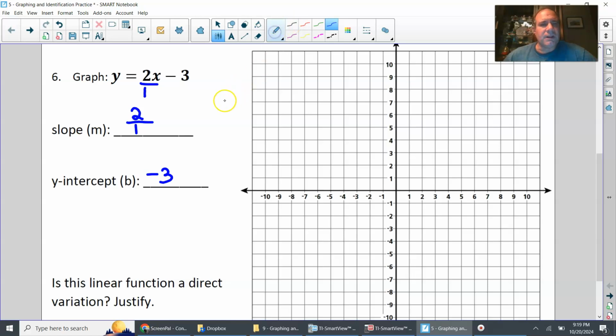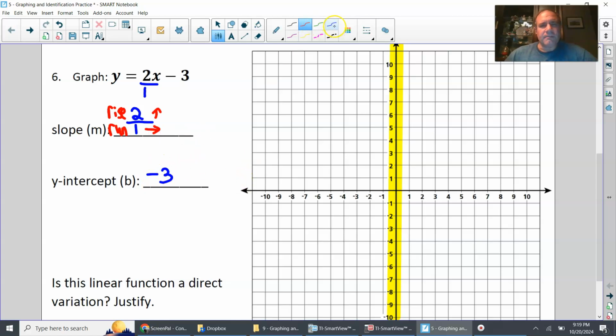So I'm going to draw a line that goes down the entire y-axis just like that. And I'm also going to make sure that I use my directional arrows. This is the rise, this is the run. All right, 2 is the rise. If it's positive, it goes up. And if the run is positive, it goes right.